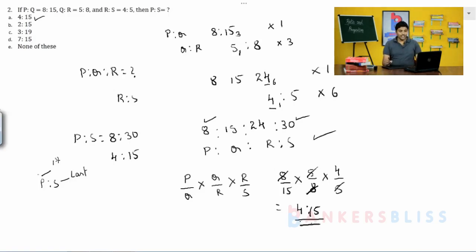4 is to 15. So you can do in this manner. Okay, you can multiply the ratio P by Q into Q by R into R by S. If you do, yes, definitely you are going to get 4 is to 15. So option A is the right answer. Let's go to the next problem, problem number 3.